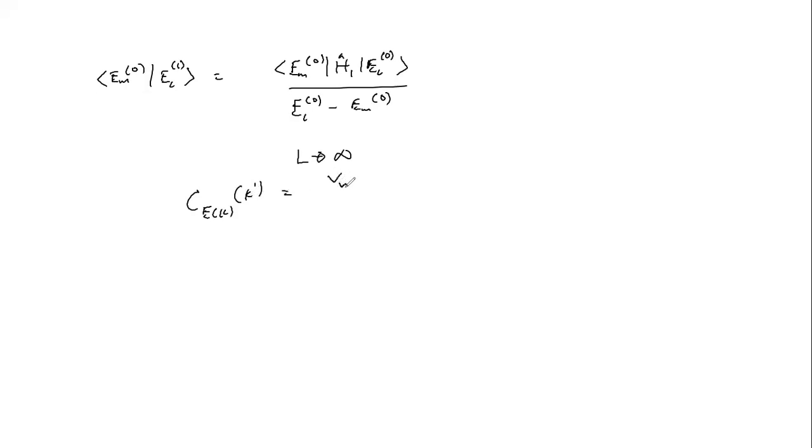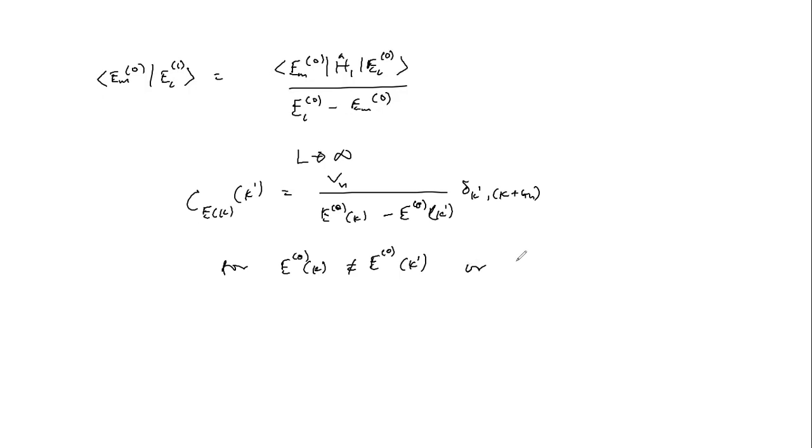C_E(k, k') be the same as V_n δ(k − k_0 − k'), okay, and this would be for E^(0)(k) if k is not the same as E^(0)(k'), or better still, the mod of k is not the same as the mod of k'.